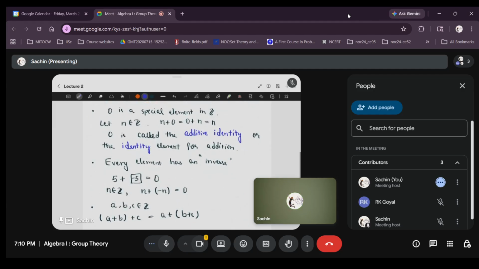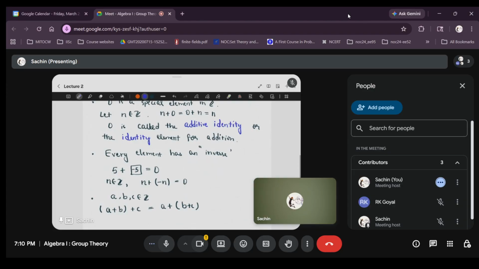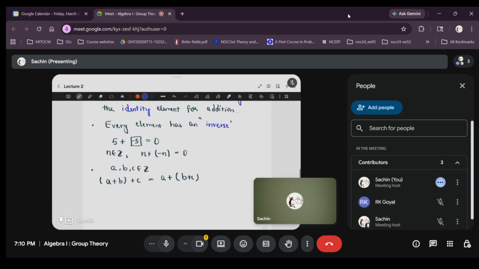Then we have the existence of an inverse for every element in the set. And the last property is that the order in which you carry out the operation is irrelevant. This property is called the associative property. This is the main example, or the main model, on which we'll understand groups.